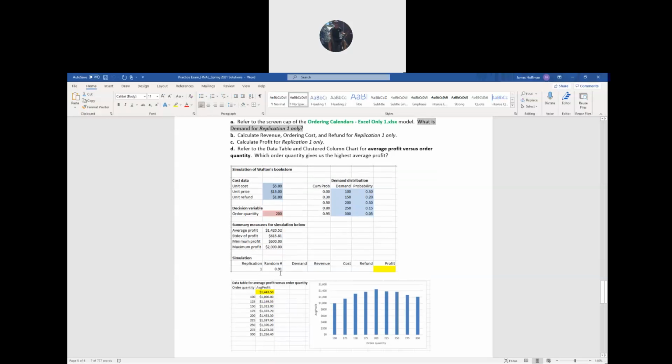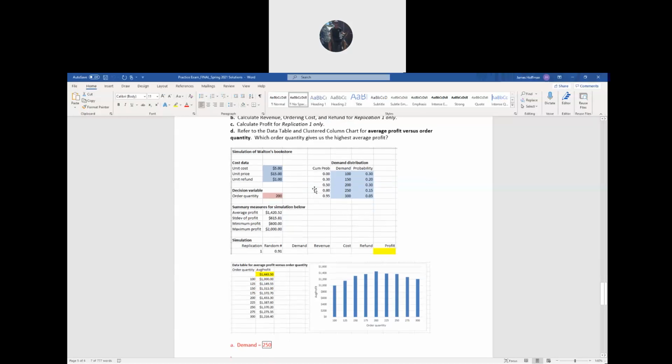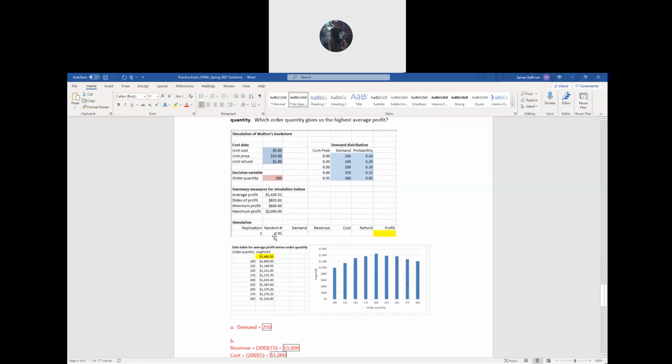So see how in replication one, we have a random number of 0.9. Now, what demand value would that give us based on the lookup table? Remember, we specified it so that 30% of the random numbers would give us 100 because there's a 30% chance on that, and 20% of the random numbers would give us 150, and so on. So just look at the ranges. Here's the random number 0.91, so that's in between 0.8 and 0.95, which means that gives us a demand of 250.